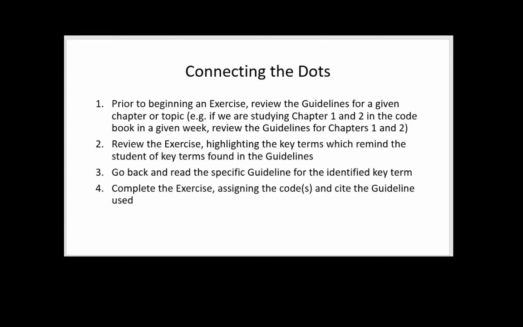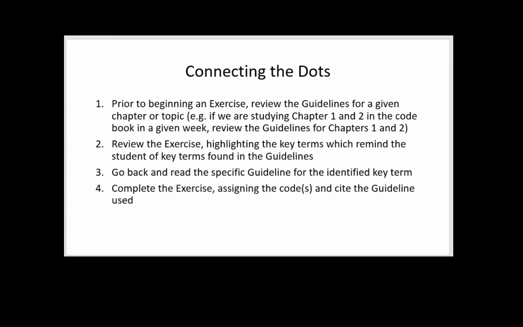Number one, prior to beginning an exercise, review the guidelines for a given chapter or topic. For example, this first week, week 2, we're studying chapters 1 and 2 in the code book. So you would review the guidelines for those 2 chapters prior to beginning exercise 2. Then you're going to open exercise 2. You're going to highlight key terms that remind you of the key terms that you've identified in the guidelines. Those are the ones that are in green. You have the green highlight.